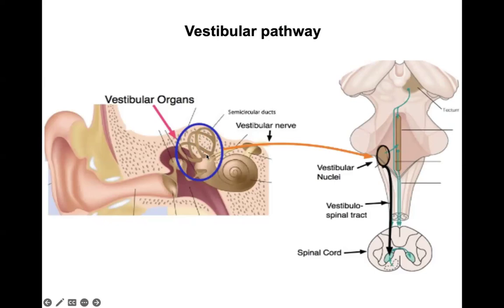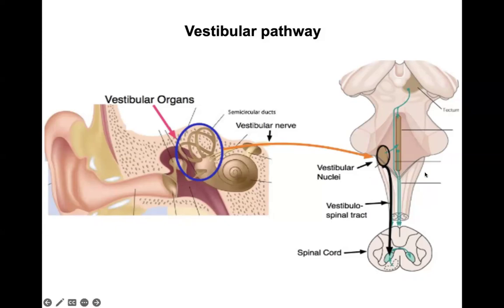So what happened here in the vestibular organ, right? Both the semicircular canal and the otolith organ will then send a signal to the vestibular nerve, right? And where does this nerve go? It will go into the vestibular nuclei, mainly in the brainstem, okay? And there are a lot of branches that can go from these nuclei. But one of the important branches goes down to the spinal cord, okay?